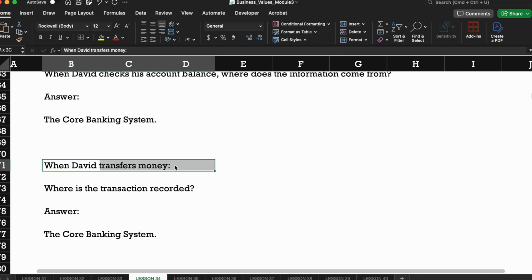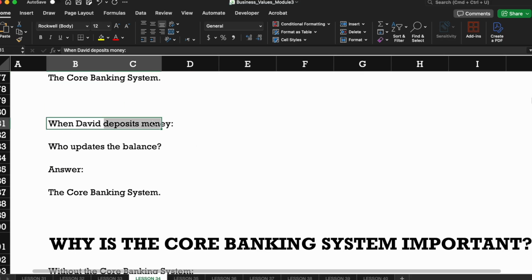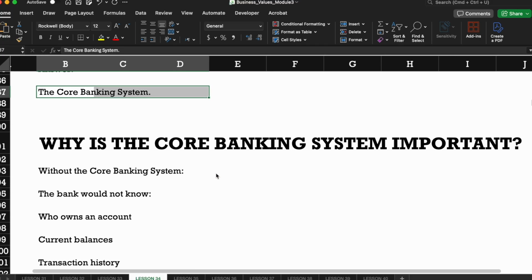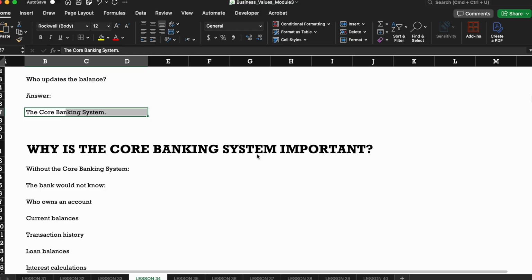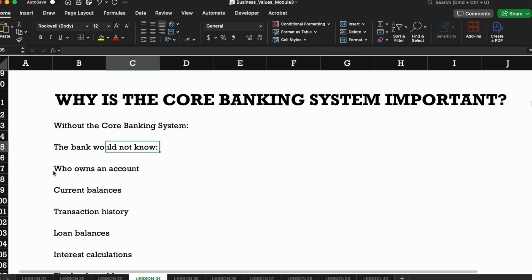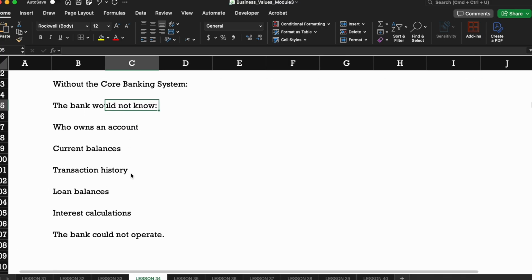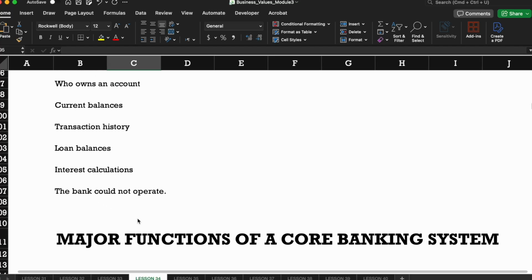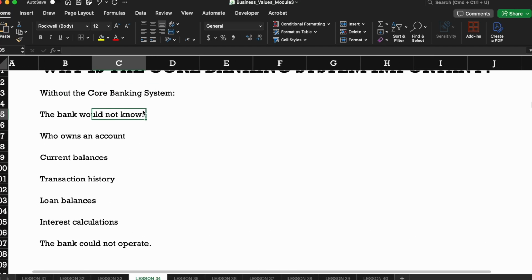When David transfers money, where is the transaction recorded? Answer: the core banking system. When David deposits money, who updates the balance? Answer: the core banking system. So why is the core banking system important? Without the core banking system, the bank would not know who owns an account, current balances, transaction history, loan balances, or interest calculation. The bank could not operate without the CBS, the core banking system.